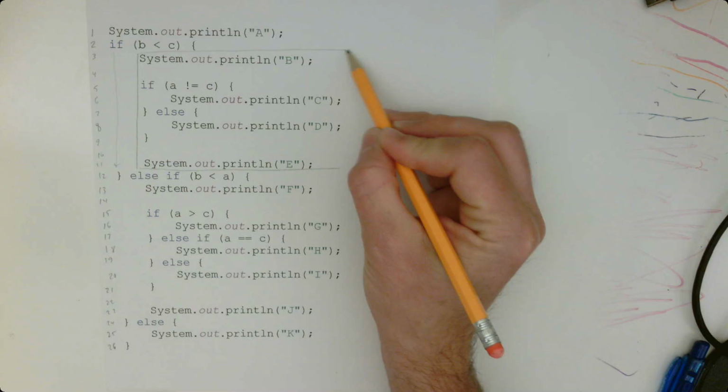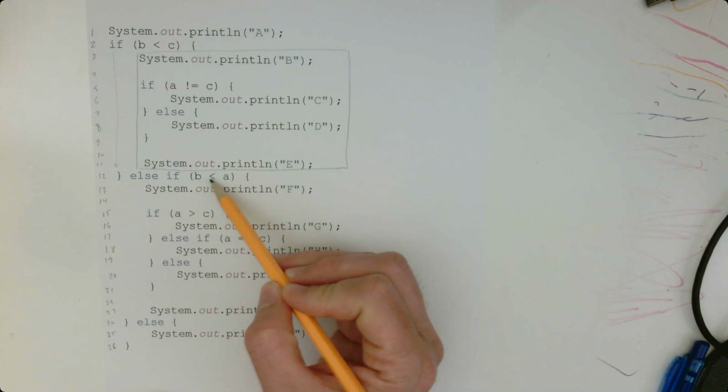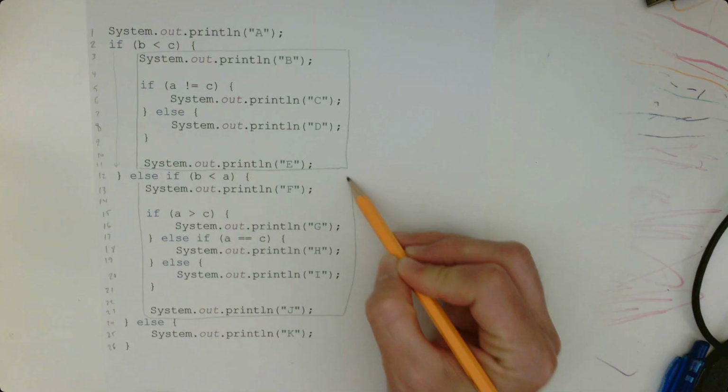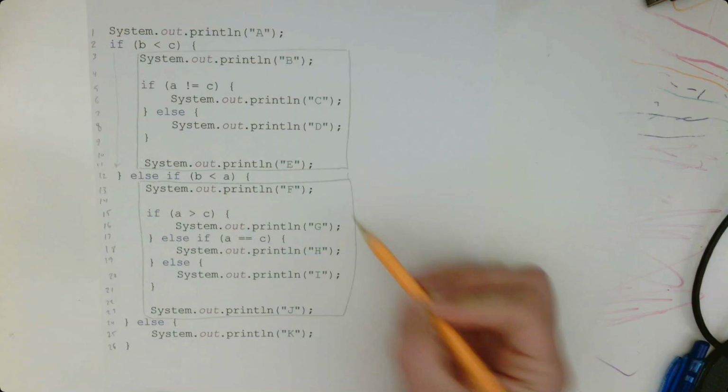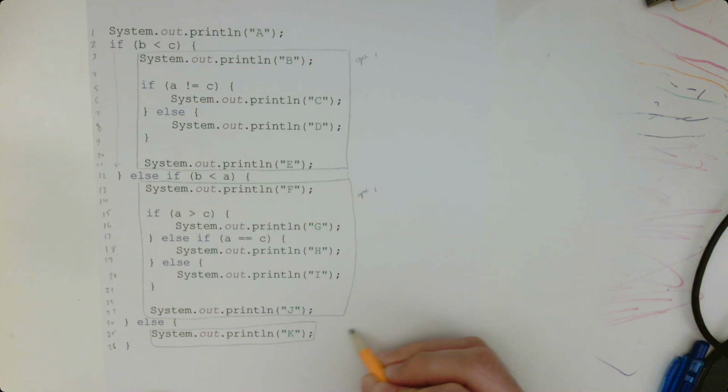And then same thing here. Else means otherwise. So otherwise, if b wasn't smaller than c, then I check if b is smaller than a. And if that's true, then I'll run all the code here. Otherwise, if neither of those two things were true, I'll run this line of code. So only one of these three things is going to happen. So this is like option 1, option 2, option 3.